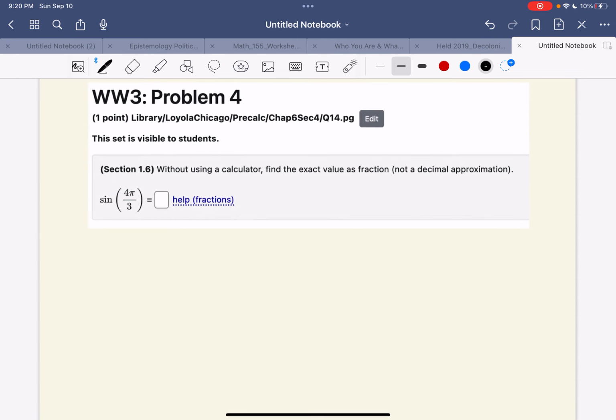So, all right, find the exact value. So not a decimal, okay? And we're not going to use a calculator. So how are we supposed to do this? All right, there's two famous triangles.